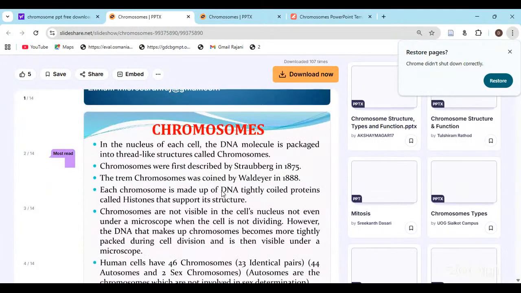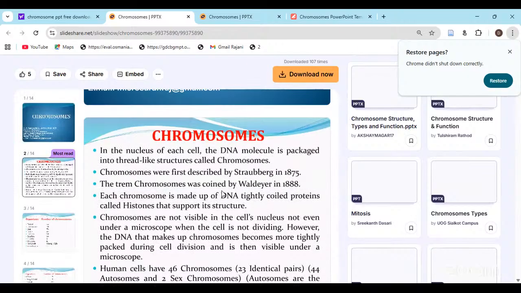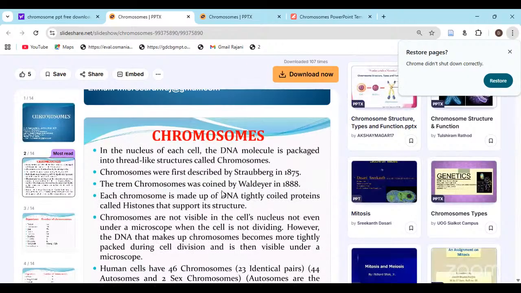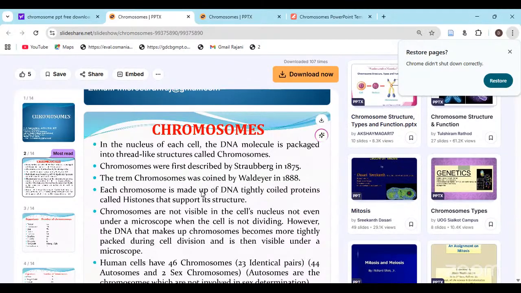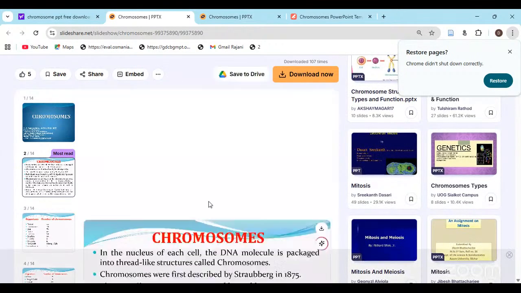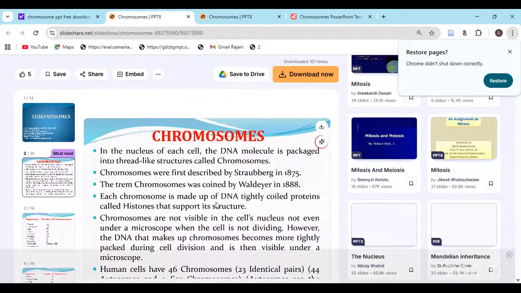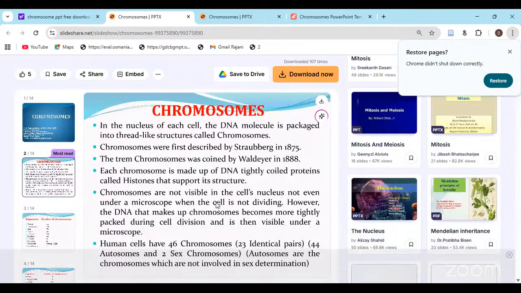The chromosome was first described by the scientist Strasburger in 1875. The term chromosome was coined by the scientist Waldeyer in 1888.